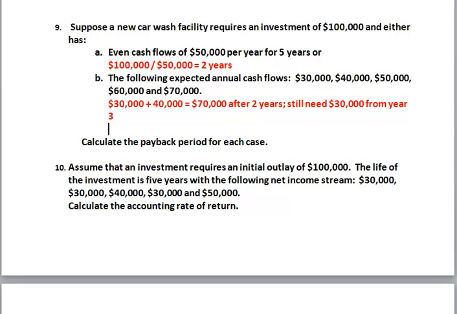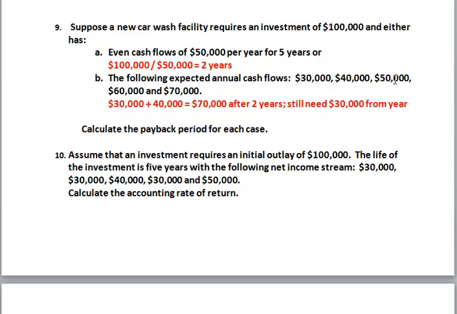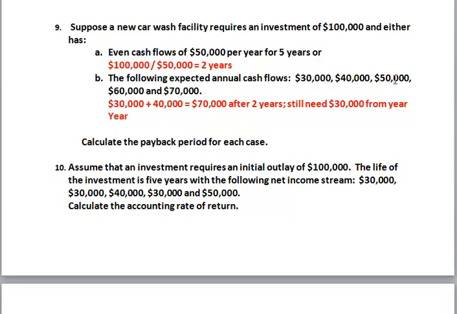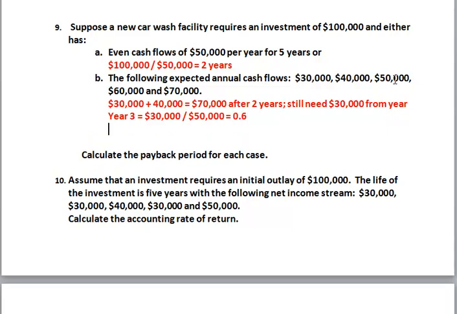If you look into the third year, it is going to provide $50,000, but you don't need $50,000, you only need $30,000. So in year 3, you've got to do a calculation of how much you need of that year. So you need $30,000. The year is going to provide $50,000, assuming that the cash comes in equally throughout the year. That's going to leave you with 0.6. So your payback period is all of year 1, all of year 2, plus 0.6 of year 3. So it's 2.6 years.